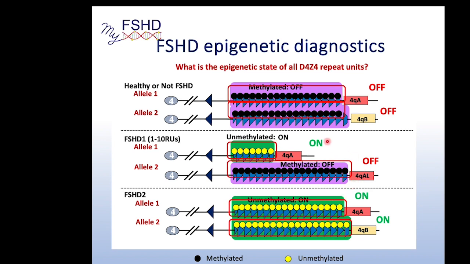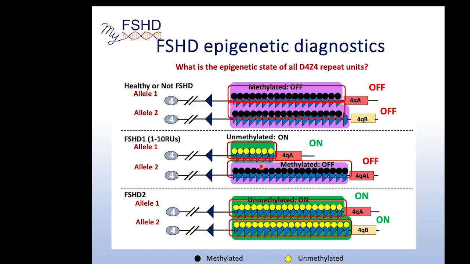And then the next thing we're going to look at is, if you're FSHD, is it FSHD1 or 2? We're going to look at the epigenetic status now of all the D4Z4 repeats in chromosome 4s, and you can see how very quickly you'd be able to pick it all up on whether it's FSHD1 or FSHD2 by how many methylated repeats are present.